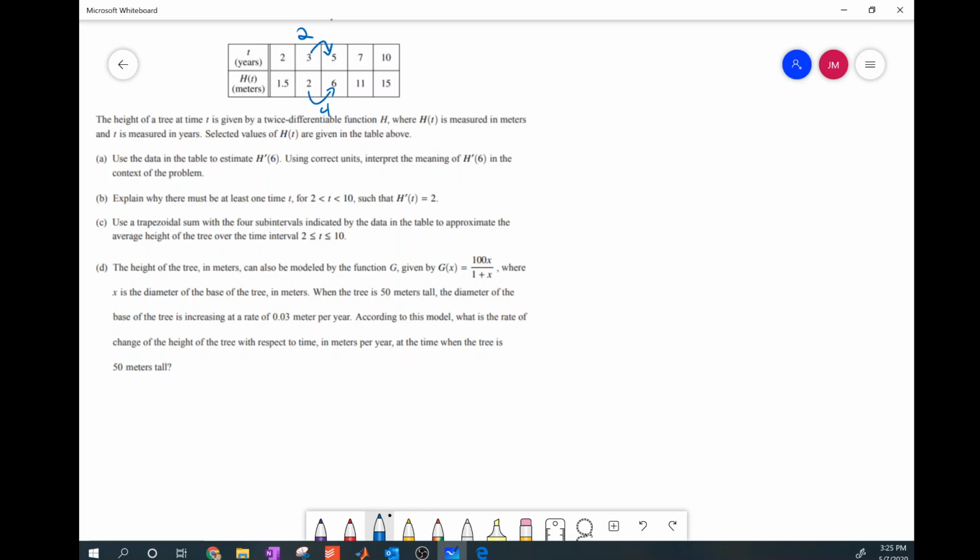and from 2 to 6, that's a 4-meter jump. So I can see that h of 5 minus h of 3 over 5 minus 3 equals 4 over 2 equals 2. Because that means from somewhere on my graph I have a slope of 2.